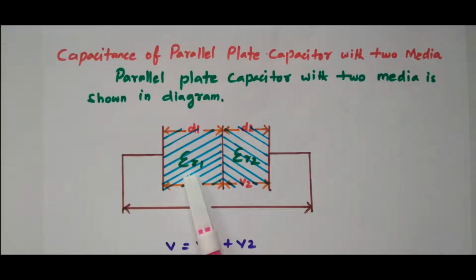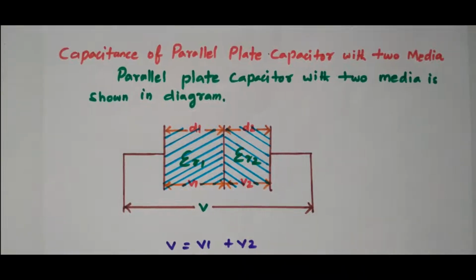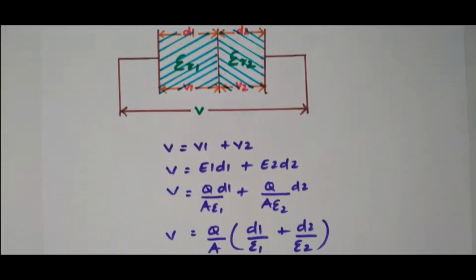The permittivity of the first dielectric material is epsilon R1 and of the second dielectric material is epsilon R2. The thickness is D1, and this will be D2. The applied voltage is V. Total voltage applied across the parallel plate is V. The drop across the first dielectric material is V1, and the second one will be V2. So we have D1, D2, voltages V1, V2, and permittivities epsilon R1 and epsilon R2. So we'll go to the derivation.